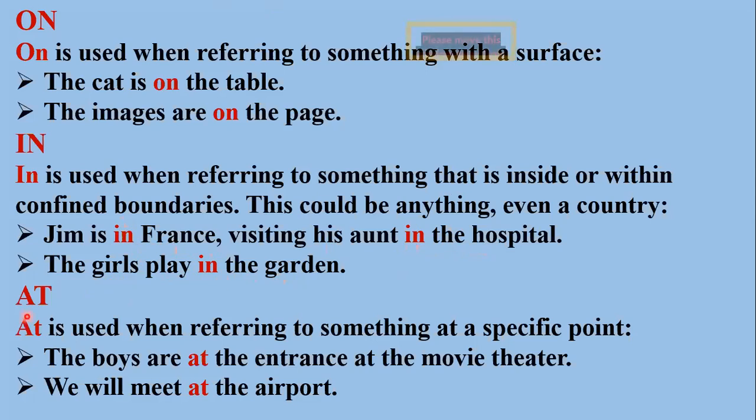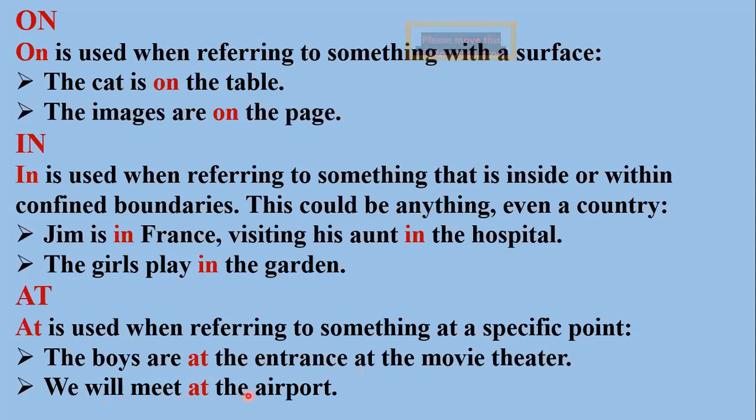Let's look at at. At is used when referring to something at a specific point. So when it's about a particular place or a particular point I'm talking about, then I'm going to use at. The boys are at the entrance of the movie theater. So where are the boys? The boys are at the entrance. Now this entrance is a specific point within the movie theater. So I'm going to use at.